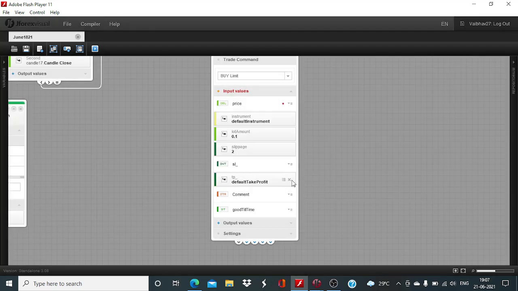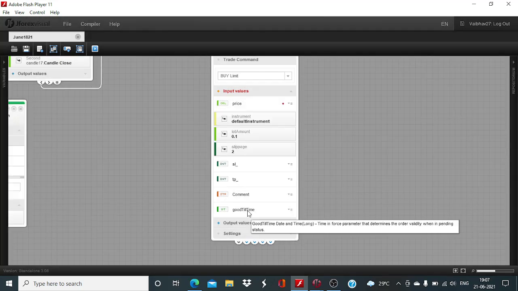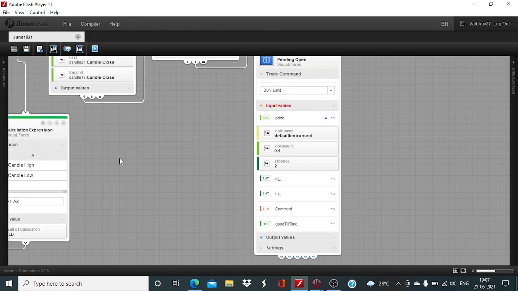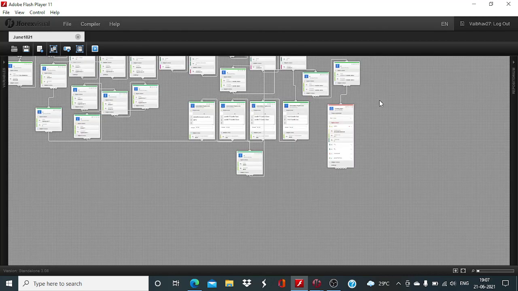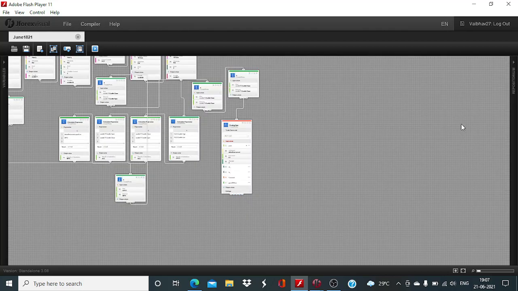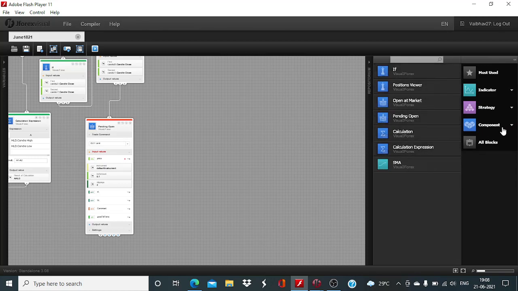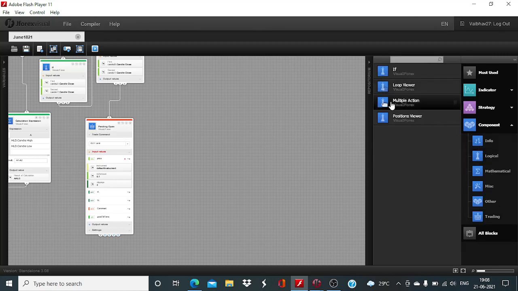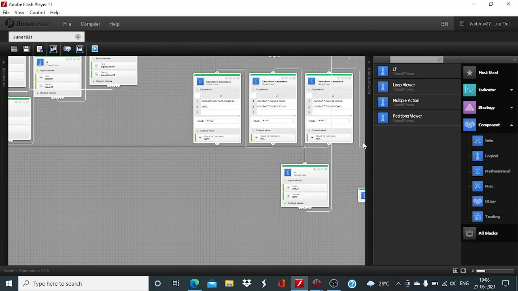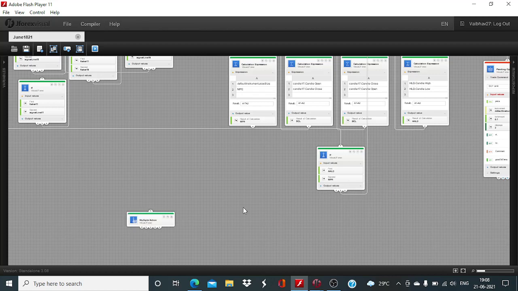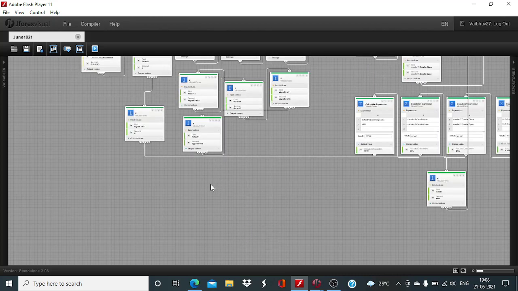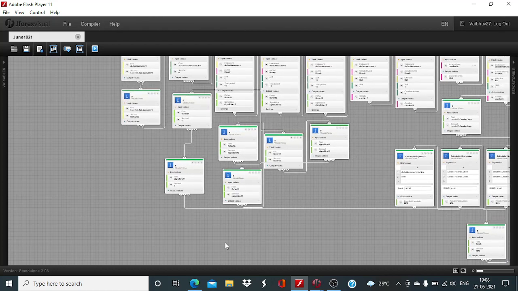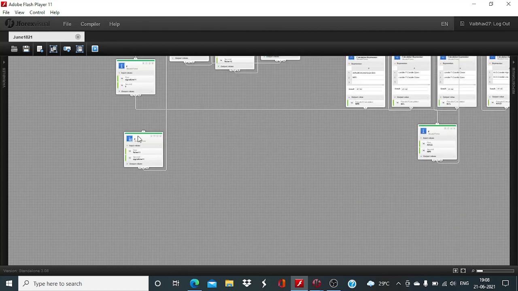So I will remove both the variables, and also the order validity is going to be defined with time fixed at 1 hour. Order validity will be 1 hour. Now let us arrange these if blocks. Okay, this is where it all started.